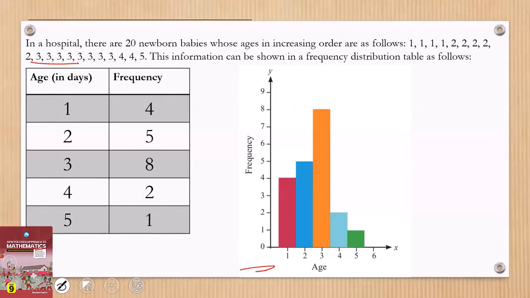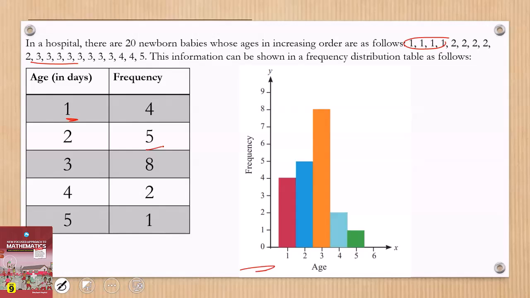So their ages. Those in the hospital who are 1 day old, we have 4 of them. You can see 4 of them here, 1 day old. 2 days old, we have 5 of them. 3 days, we have 8. 4 days, 2. And then 5 days, who are 5 days old, is only 1.